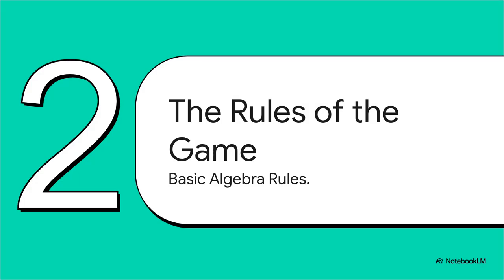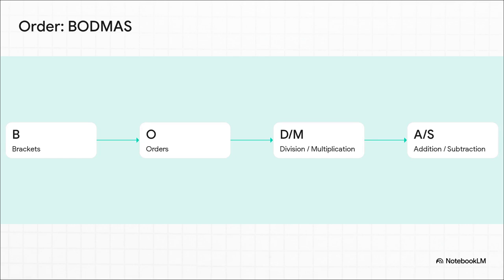So, we've got our toolkit, but we can't just run in and start messing with things. There are rules. Every game has them, every world has them, and algebra is no different. If we want to crack the code, we have to know the rules. Rule number 1 is all about sequence. You've probably heard of it, BODMAS. It tells you the exact order you have to do things. Brackets, then orders like powers, then division and multiplication, and finally addition and subtraction. You can't just do it in any order you want.